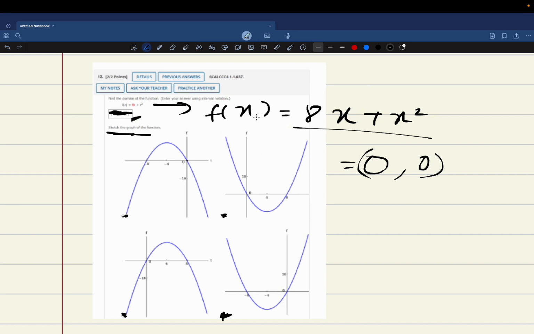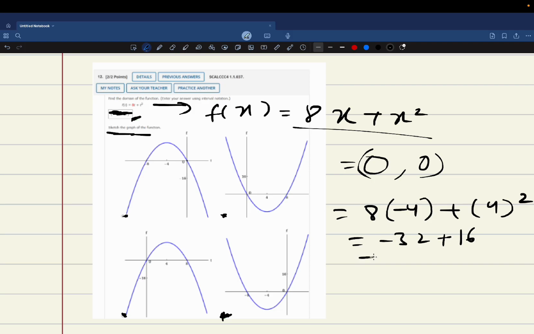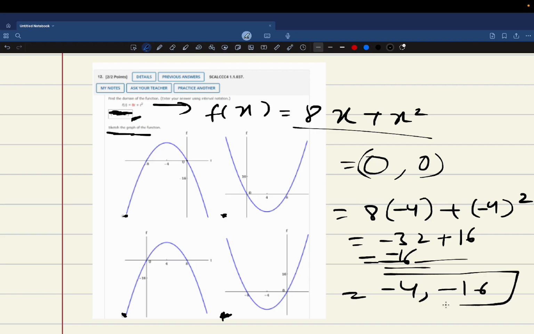So let's put the value of x, let's say, I don't know, let's do -4. Okay, so let's do 8 times -4 plus 4 squared. Okay, now it will be 8 times 4 is 32, negative 32 plus 16. Okay, so it will be negative something. In fact, it will be negative 16. Okay, so now let's see. We set the value of x as -4, so the point is (-4, -16). So let's check this coordinate.